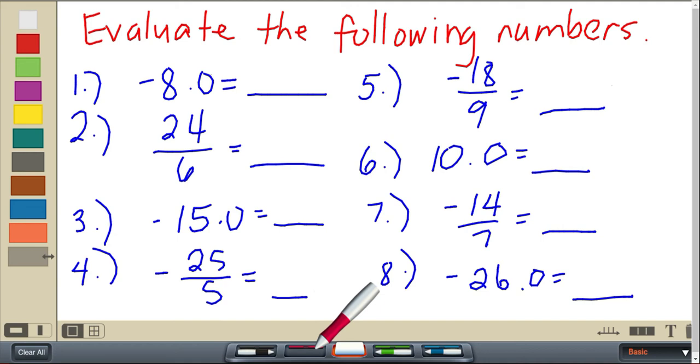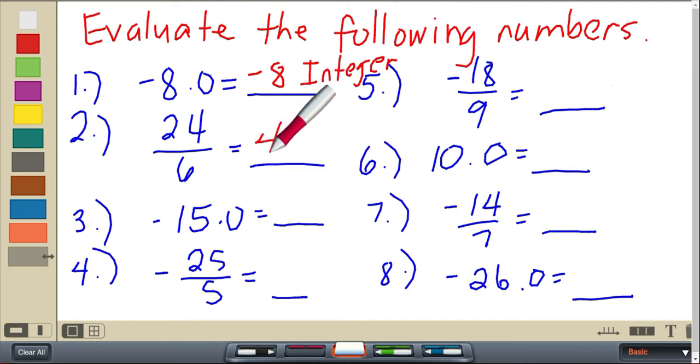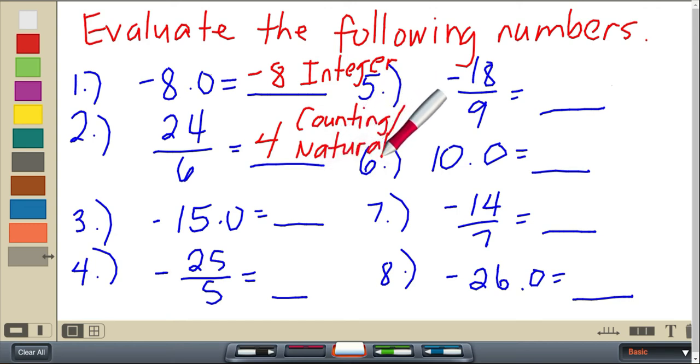So negative 8.0 is equivalent to what? Negative 8 also, which is called as what? An integer. Okay, an integer. 24 over 6 is equal to what? 4, which is what? Counting, or a natural number. So it's natural. Negative 15.0 is equal also to what? Negative 15, so it's an integer.